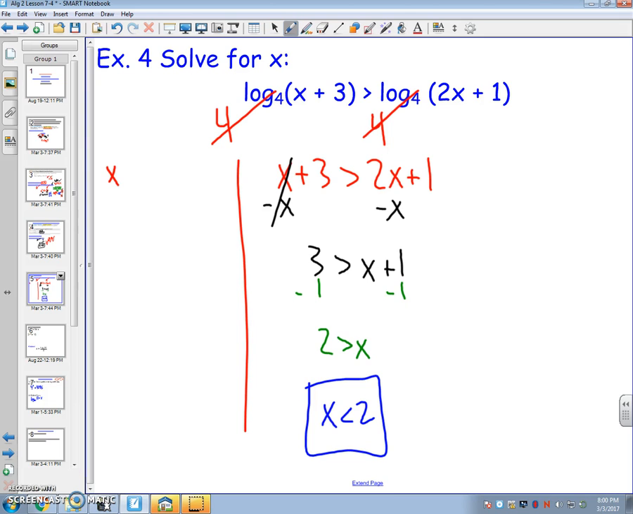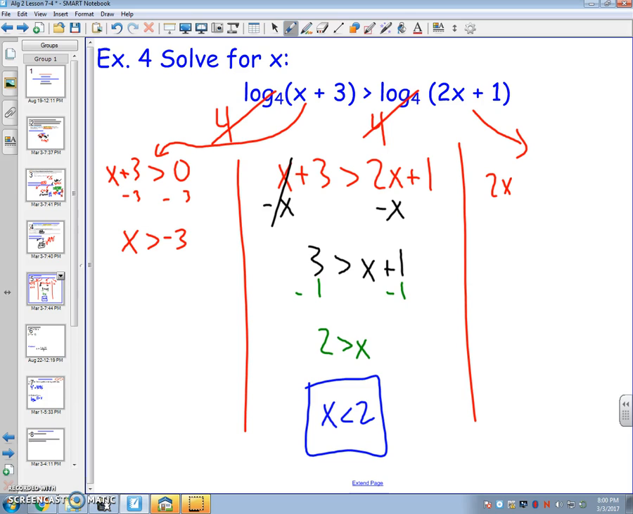So the left one, x plus 3 must be bigger than 0. If I solve, subtract 3 on both sides. X has to be bigger than negative 3. So that's the condition for this one. I'll try this side. So 2x plus 1 has to be bigger than 0. So if I subtract 1 on both sides, 2x is bigger than negative 1. Divide by 2. X is bigger than negative 1/2. Alright, so x has to be bigger than negative 3. Alright, it has to be bigger than negative 1/2. Negative 1/2 covers both of them.